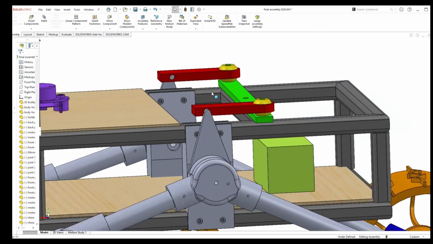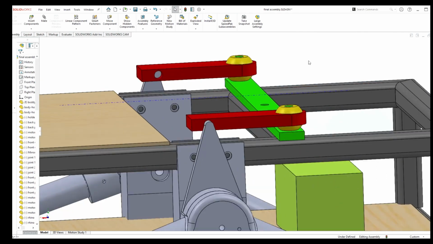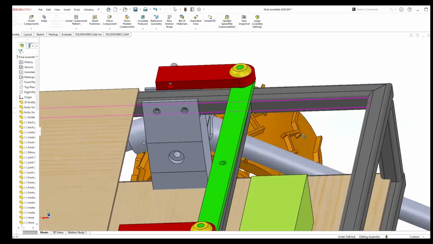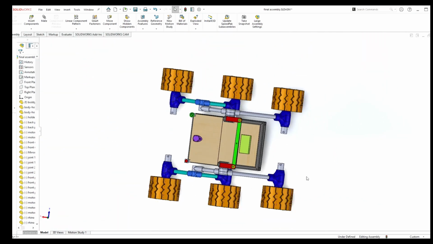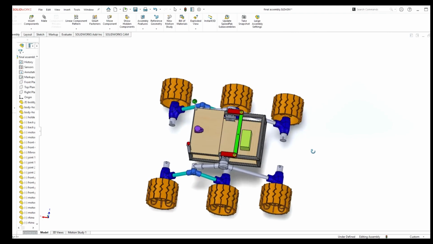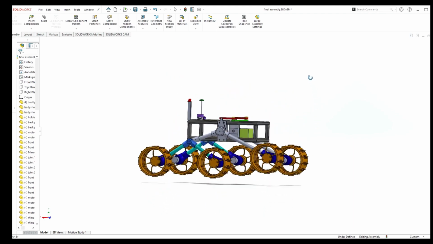This is a differential mechanism. The differential mechanism is designed to distribute power and rotational forces between the wheels connected to it. It allows the wheels on the same side of the rover to rotate at different speeds while maintaining power transmission.